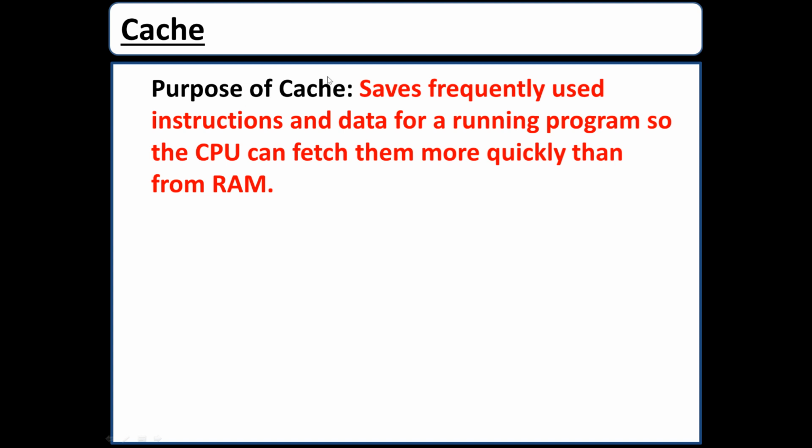Now, the purpose of the cache is that it saves frequently used instructions. So instructions that you use a lot all the time, like Google Chrome, you have it open all the time. Sometimes it gets stored in the cache, so it can be accessed very fast because the CPU will execute the instructions. So instead of the CPU going all the way to the RAM and fetching it from the RAM, it's faster to fetch it directly from the cache because the cache is closer to the CPU, which means it will be fetched faster and executed faster.